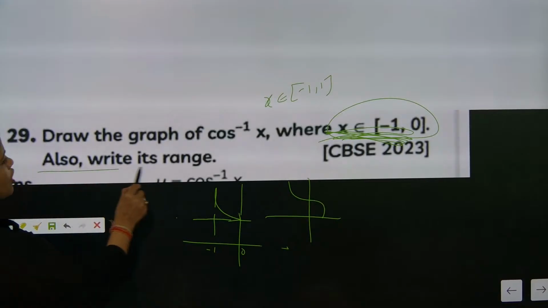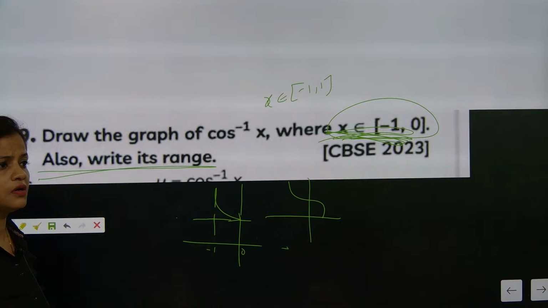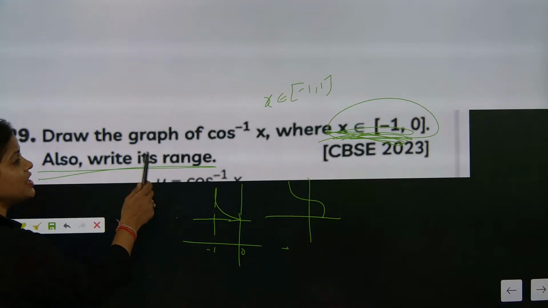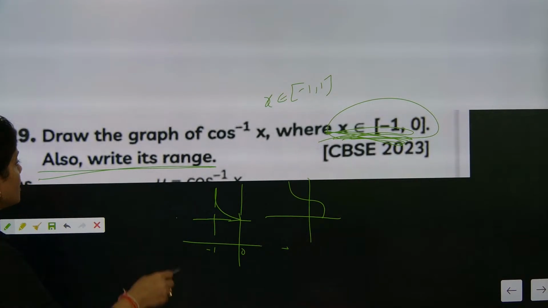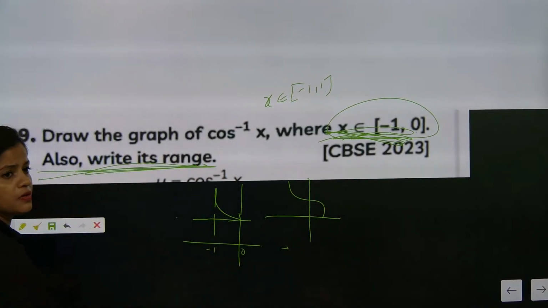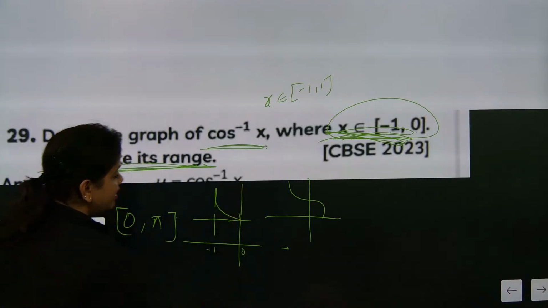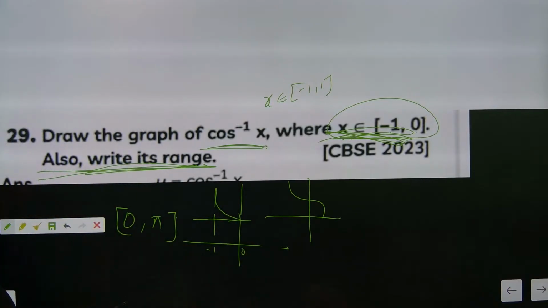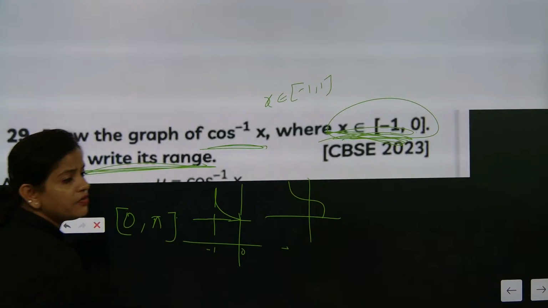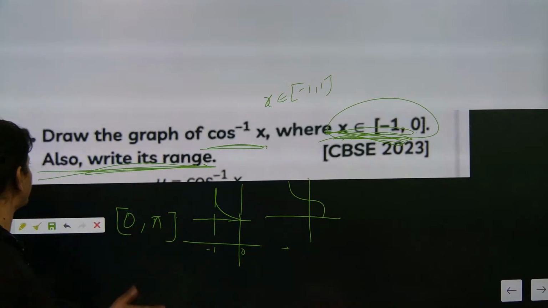And what is the range? Also write its range. When the domain is this one, what is the range? What will be the range of this question? Minus 1 to 0 means what? See, 0 to pi is the range of cos inverse x, correct? But here, beta, they have specifically given minus 1 to 0. Then where are you going to go? What is the range here? We are going to this section. So what is the range here? Check very nicely.